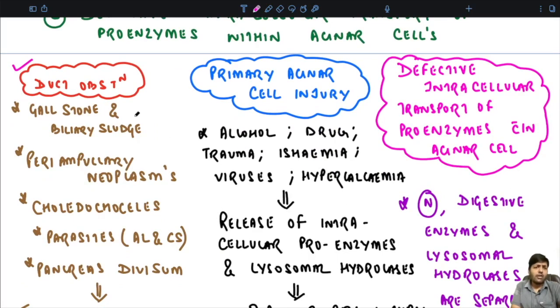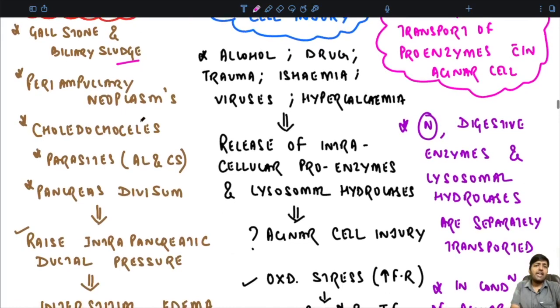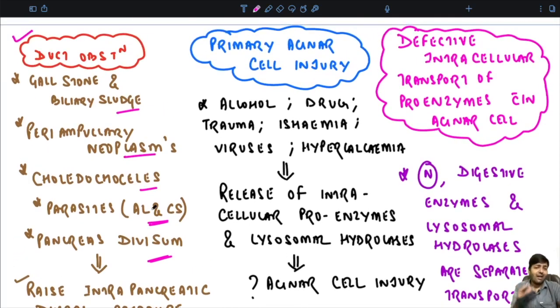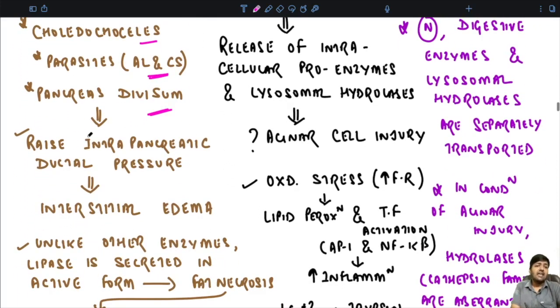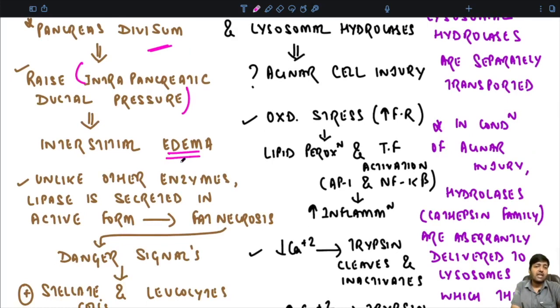So gallstone and biliary sludge, or any periampullary neoplasms which are obstructing the ampulla of Vater, or the presence of choledochocele, that is the congenital dilatation of the CBD, or the presence of parasites like Ascaris lumbricoides and Clonorchis sinensis, or a congenital condition like pancreas divisum. So all these conditions are creating obstruction of the duct of the pancreas, thus raising the intrapancreatic ductal pressure, which leads to interstitial edema.